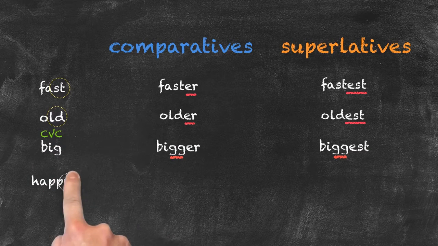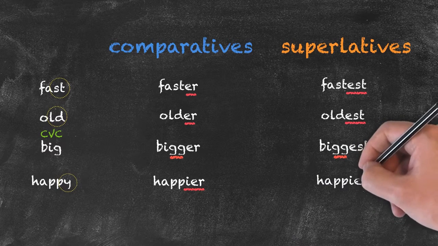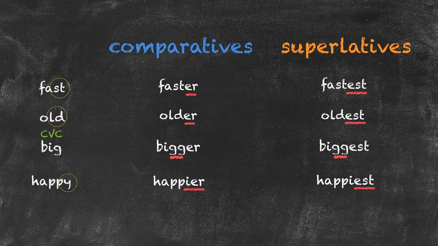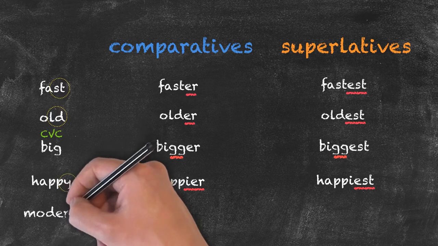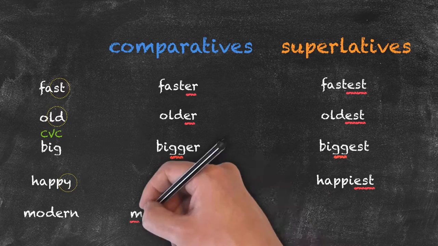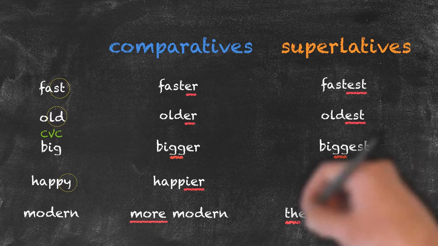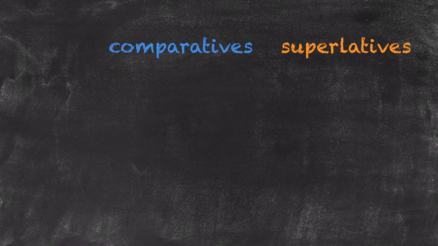Now, with two-syllable adjectives that end in Y, we drop our Y and add IER or IEST. However, with all other two-syllable or three-syllable adjectives, we don't simply put ER or EST at the end. We'll typically keep the adjective as the same adjective, here modern, but in order to make the comparative, we'll add more before modern. And when forming the superlative, we'll put the most before the adjective modern.